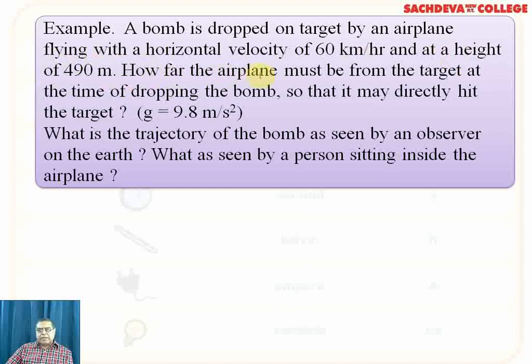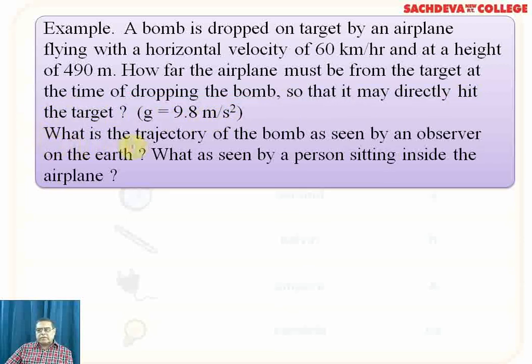It is at a height of 490 meters. How far must the airplane be from the target at the time of dropping the bomb? This means that the bomb must exactly hit the target, so that it may directly hit the target. The value of g is taken as 9.8 meters per second square.